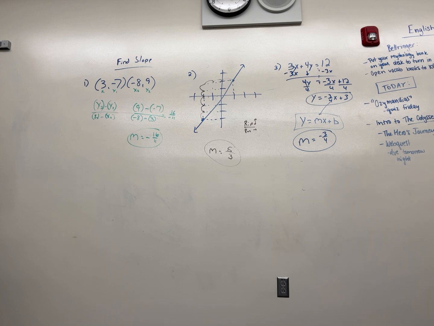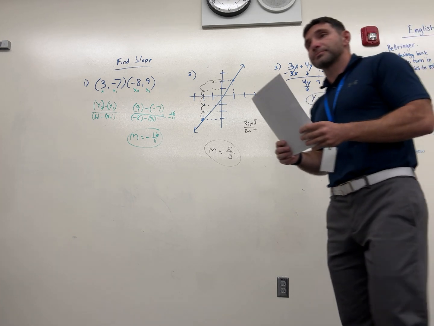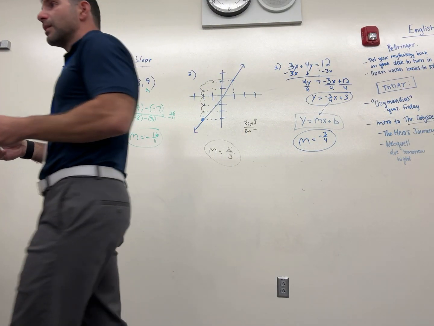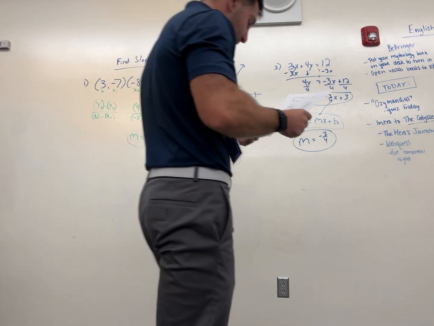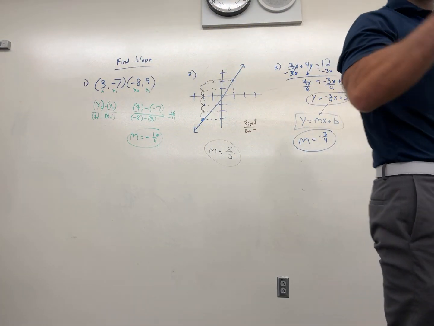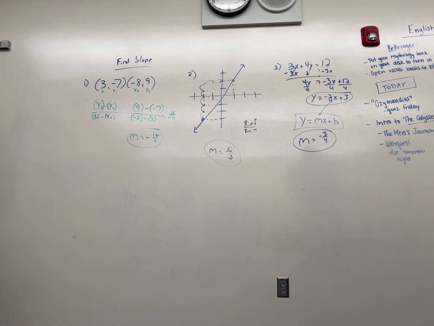Here we go. Number 1 is negative 1/3. Number 3 is negative 3/2. Number 5 is 5/3. Number 7 is negative 3, or if you really want to impress me, negative 3 divided by 1. Questions on 1 through 7?